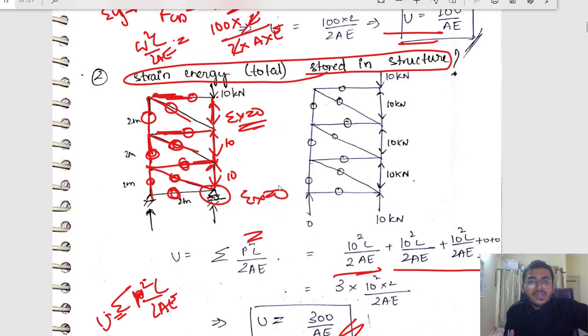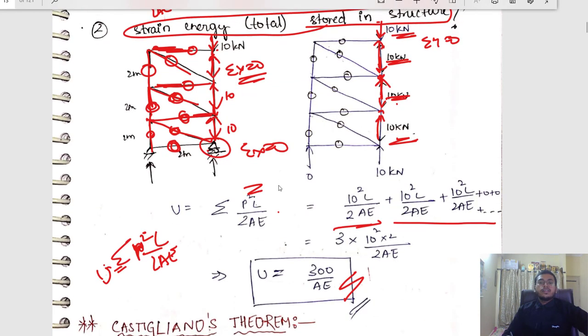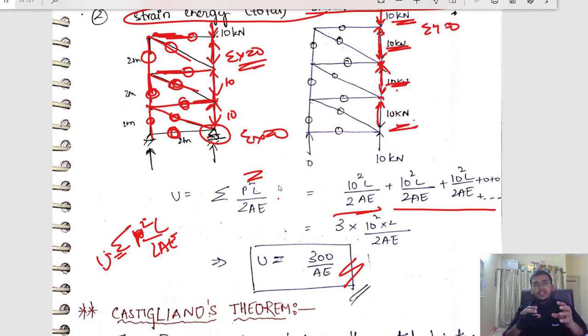So simple, right? So why 10? Because these two forces are collinear. As these two forces are collinear, to make sigma y equals 0, this should also be equal to 10 kilonewton. Very similar, this should also be 10 kilonewton because at this joint again sigma y equals 0. So all you have to do is summate the axial force square into length divided by 2AE and you will be getting your strain energy.